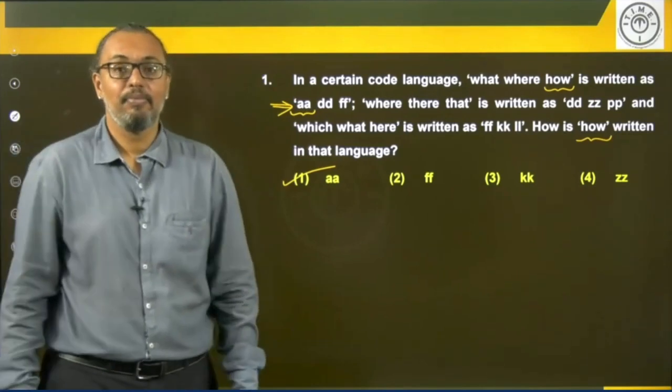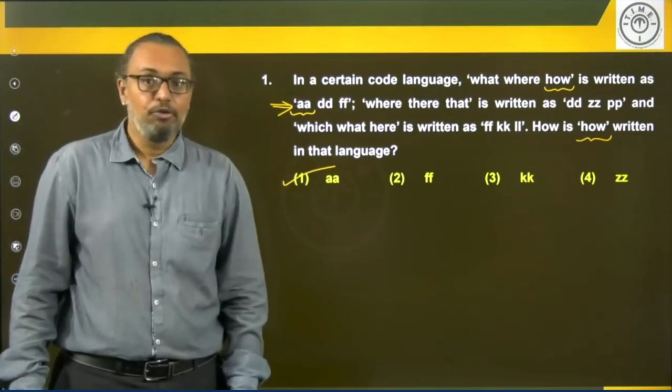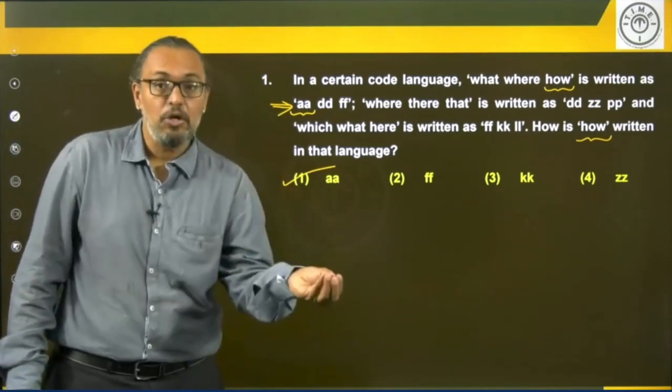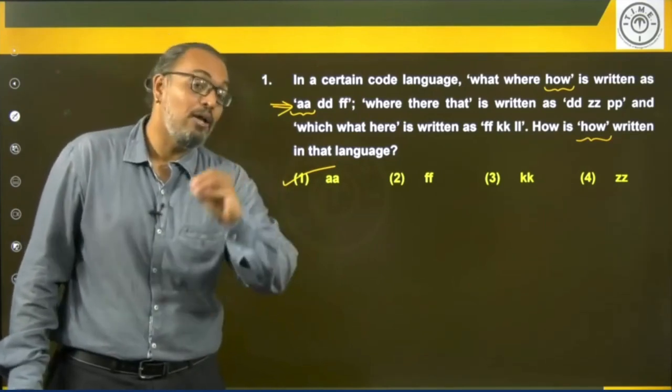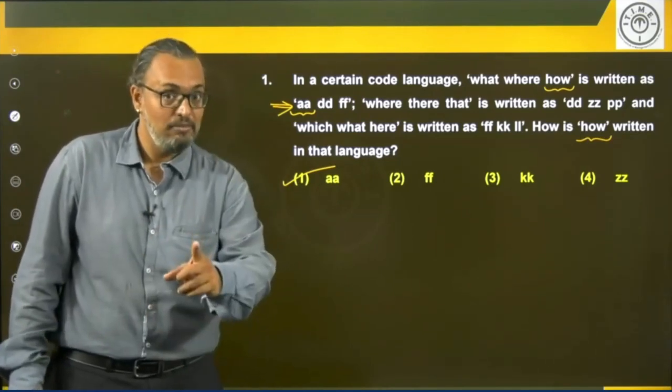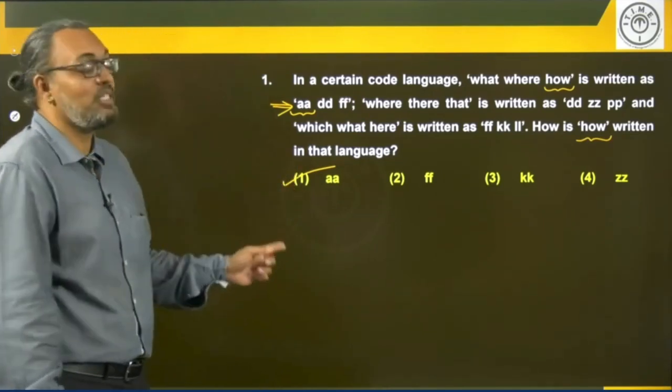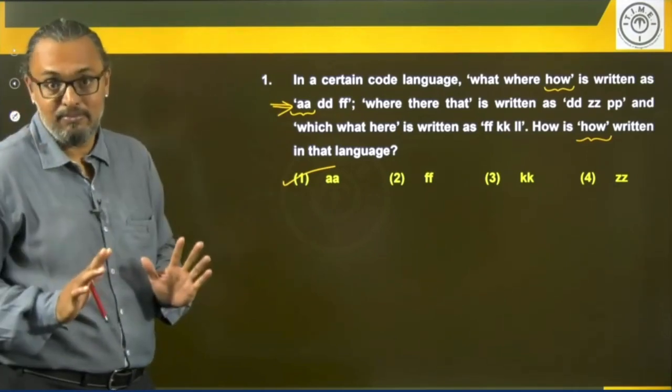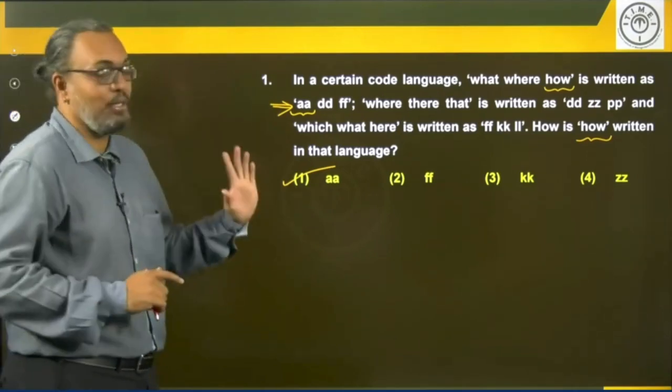First option. That's it. Are you following this? So when a word is not repeated in the remaining sentences, how can a code be repeated? Understanding the point? So that is how we do. So the answer to this is AA. Got it? So choice 1.